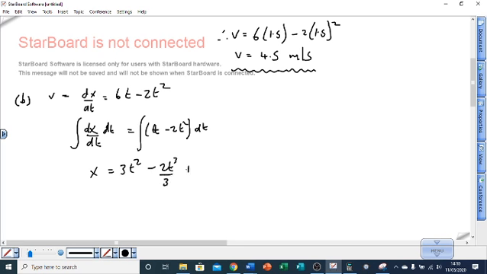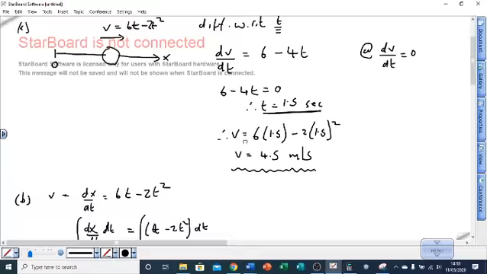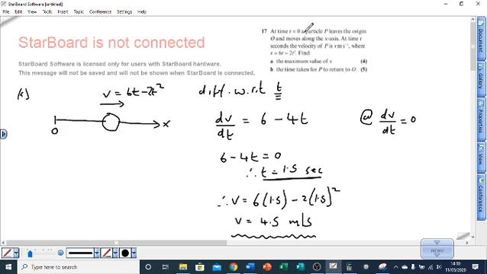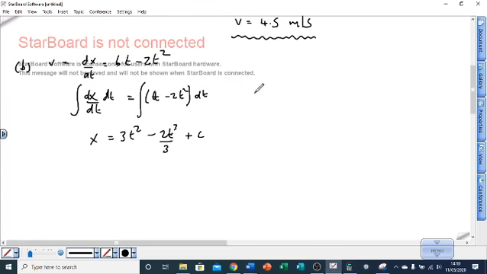plus c. Now, right back up here, we're told that at time t equals 0, it leaves the origin, so we know the displacement. So at t equals 0, we've got x is equal to 0. So therefore 0 is equal to c. So therefore, we end up with x equals 3t squared minus 2t cubed over 3.